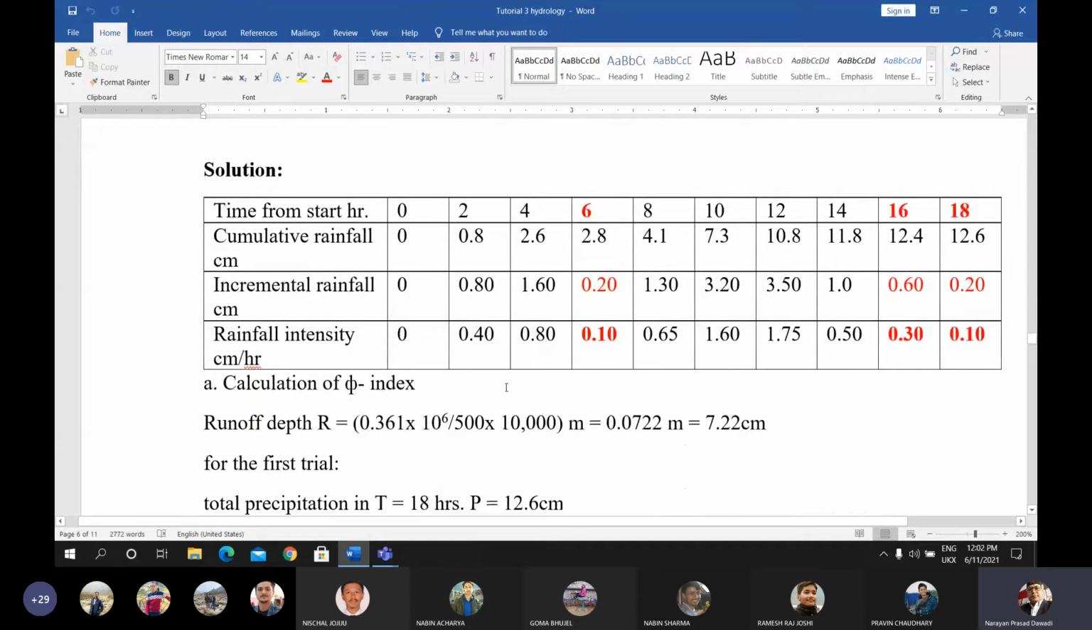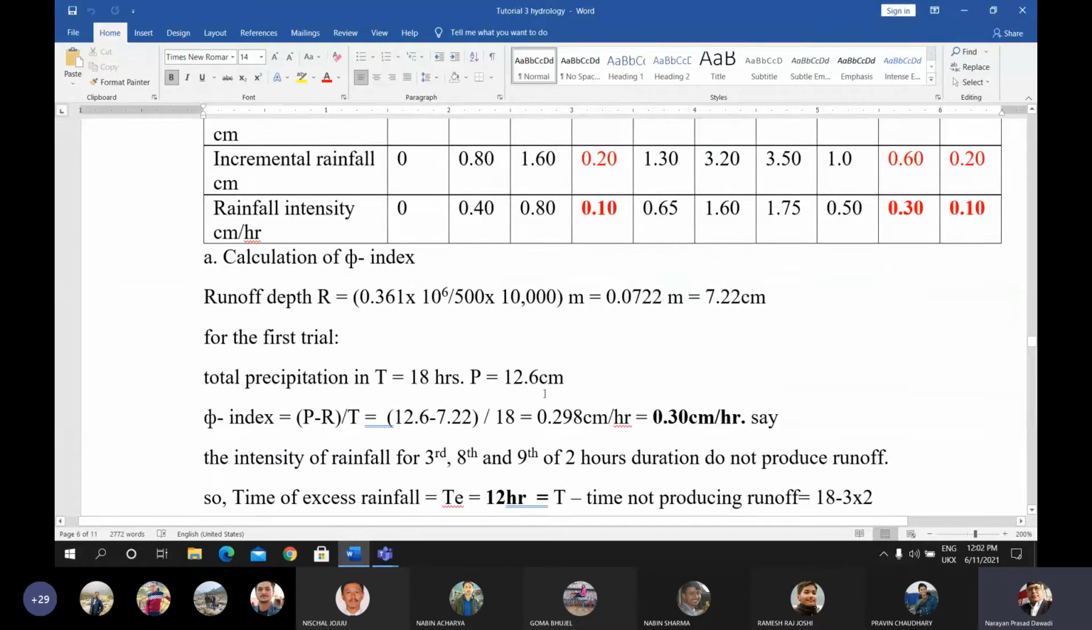Precipitation is the total precipitation. The total depth of precipitation is 12.60 centimeter. This is the cumulative precipitation from 0 to 18 hours. That's why the total depth of precipitation P is equal to 12.6 centimeter for the first trial. Now, the phi index is calculated as P minus R divided by T.